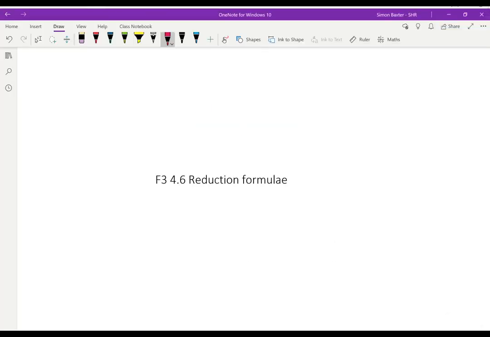Today I want to look at reduction formulae, and the secret is in the word reduction. We're going to make things smaller. Well, let's first look at something that you should be able to do, the integral of x e to the x. How would you do that?